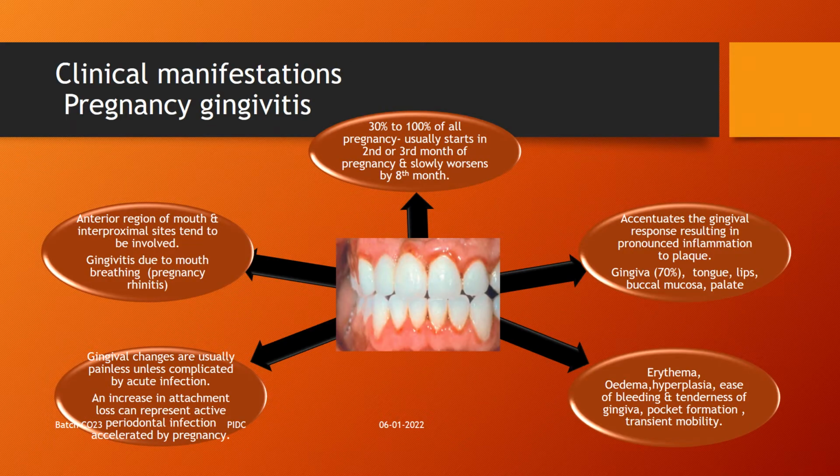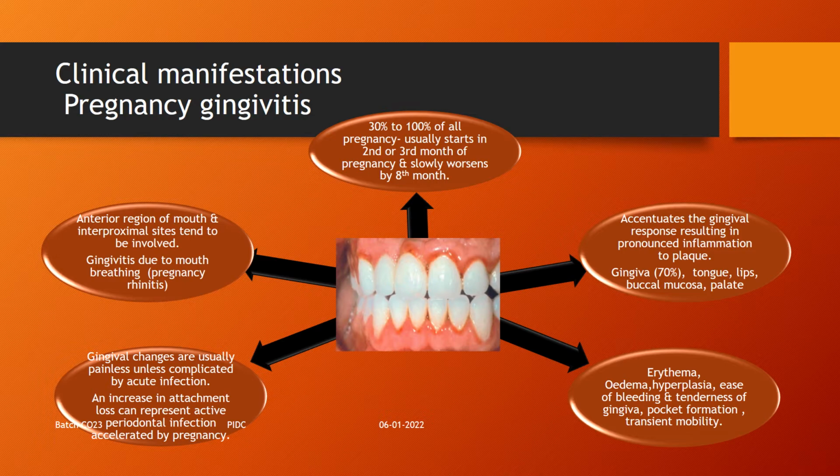Clinical manifestations in pregnancy gingivitis. About 30% to 100% of all pregnant women can show this, and it usually starts in the second or third month of pregnancy, and then slowly worsens by the 8th month. And this accentuates the gingival response, which results in pronounced inflammation to plaque.